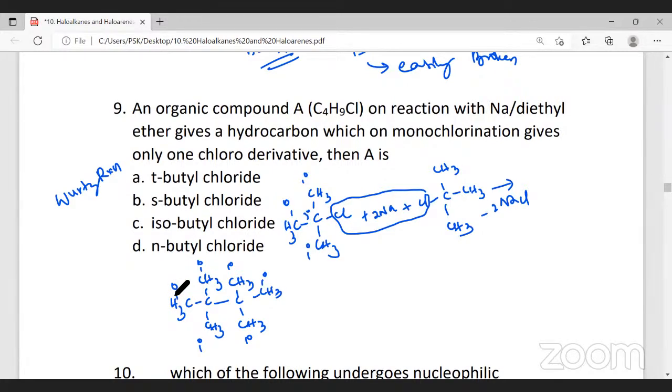Since all these are primary carbon atoms, when you chlorinate this, you will get only one product. It's a symmetric molecule. So whether the substitution takes place here or here, the product remains only one, because all these hydrogen atoms are identical. They behave the same because they all belong to primary carbon atoms. Hence, the answer for this question will be option A, tertiary butyl chloride. Followed?